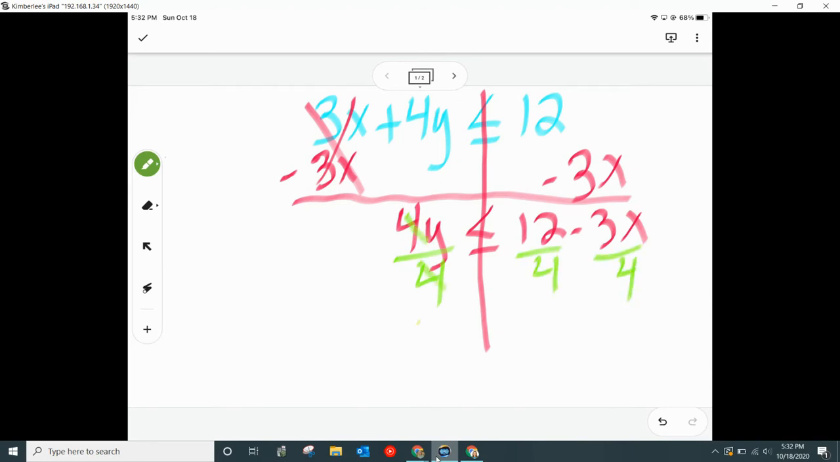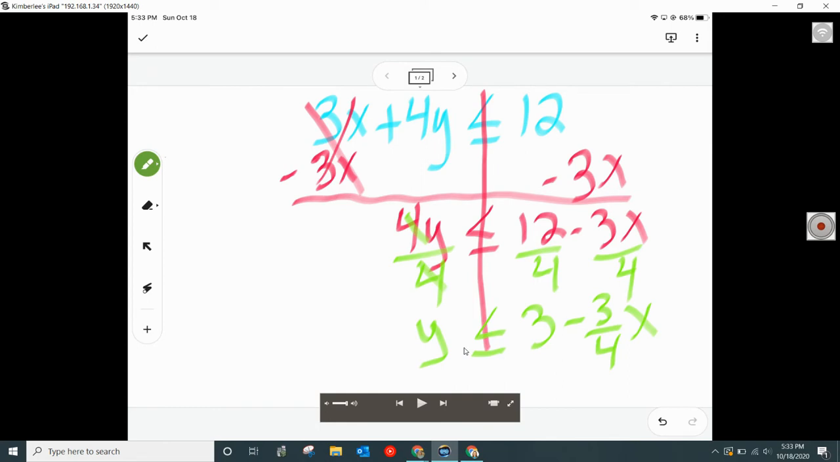4 divided by 4 becomes 1. That's what I wanted, 1y. Now, did I divide by a positive number or a negative number? Well, we divided by positive 4, didn't we? So we don't have to worry about flipping that symbol. So I'm going to go ahead and write my final symbol down. Well, 12 divided by 4 is 3. And then I have minus 3 divided by 4. I'm just going to leave it as that fraction, negative 3 over 4. I'm not going to simplify that as a decimal or anything. So here we go. We have our final inequality right there. Y is less than or equal to 3 minus 3/4 x. Okay, so I'm going to minimize this.